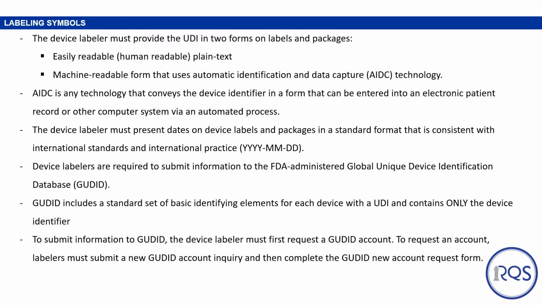Device labelers are also required to submit information to the FDA-administered Global Unique Device Identification Database, or the GUDID. GUDID includes a standard set of basic identifying elements for each device with a UDI and contains only the device identifier, which serves as the key to obtain device information in the database. GUDID does not include the production identifier. To submit information to the GUDID, the device labeler must first request a GUDID account. To request an account, labelers must submit a new GUDID account inquiry and then complete the associated new account request form.